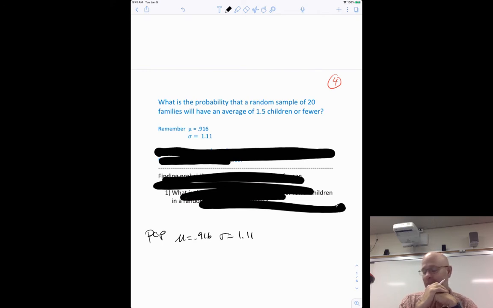20 families. And we're also going to say that the population is roughly normal for now, just so we can use that. We're going to say that pretty much on all our problems, that the population is roughly normal. And typically for the number of children, it kind of is.